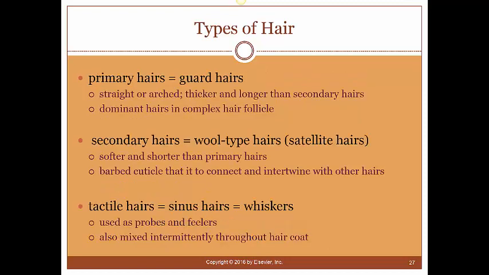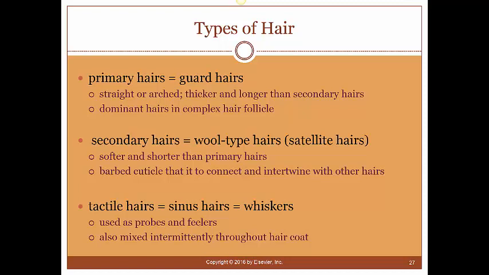Types of hairs, we have primary hairs, which are guard hairs. These are the straight or slightly arched hairs. They're thick, they're long, and much longer than our secondary hairs, and they're the dominant type of hairs in a complex hair follicle. And this is what most mammals have across the surface of their skin.